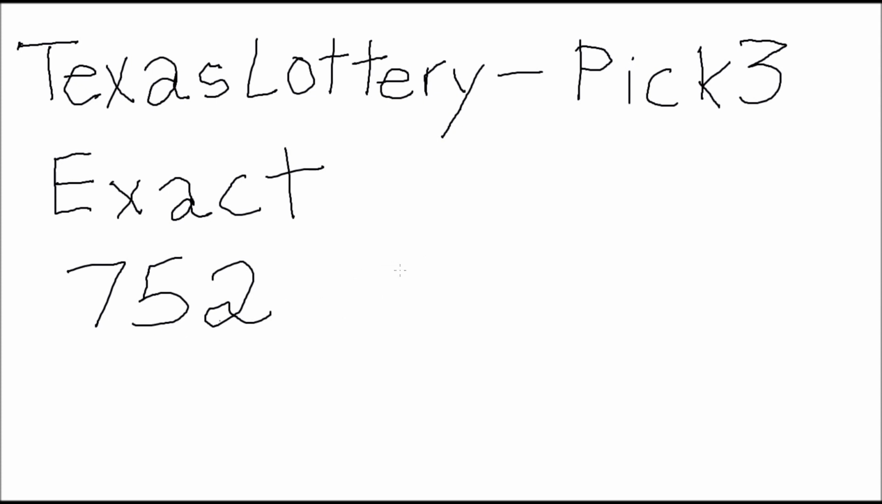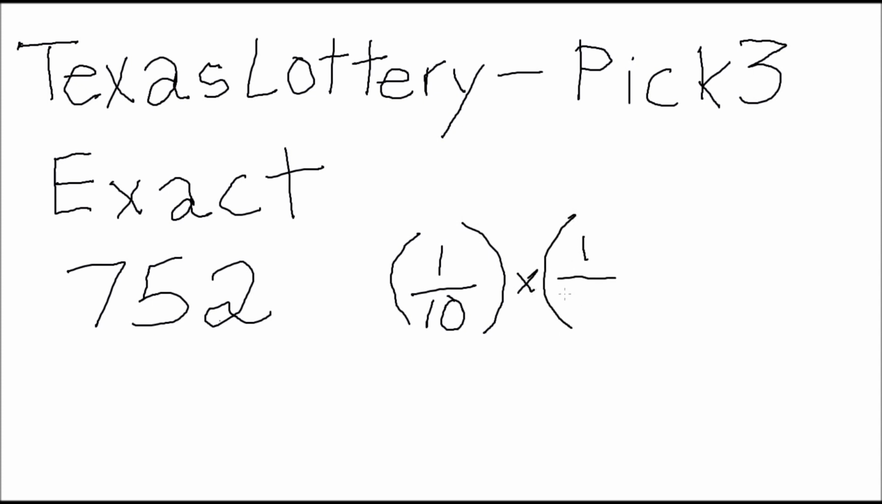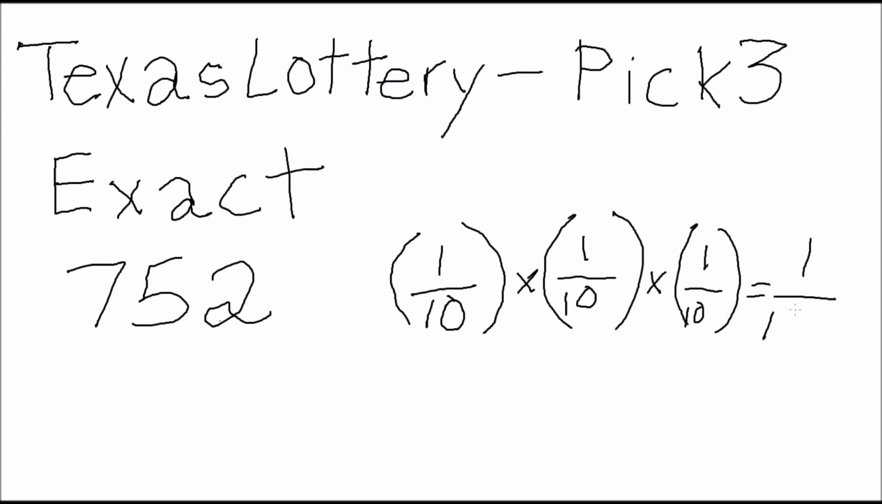What are the chances of winning with an exact ticket? Well, the chances of getting the first number correct are obviously 1 in 10. Then the chances of getting the second number right are also 1 in 10. And the chances of getting the third number right are also 1 in 10. So the probability of winning an exact ticket in the Pick 3 lottery is 1 in 1,000.